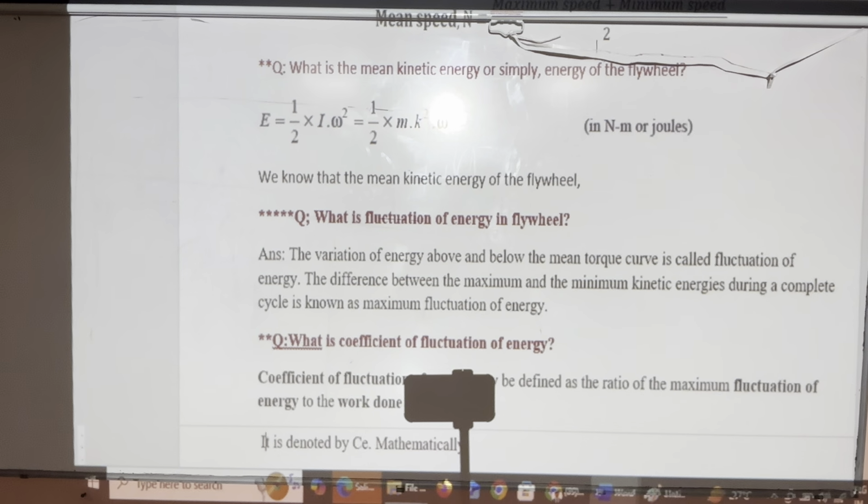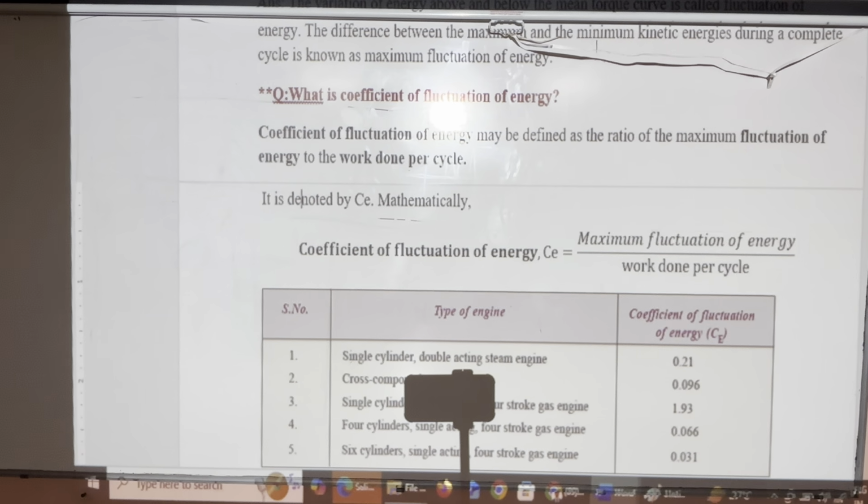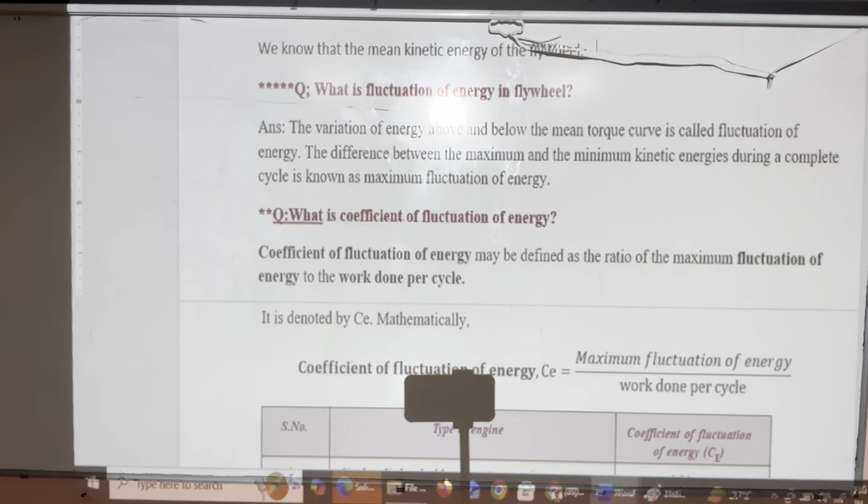What is the fluctuation of energy in a flywheel? The variation of energy above and below the mean torque curve is called the fluctuation of energy. The difference between the maximum and minimum kinetic energies during the complete cycle is known as the maximum fluctuation of energy.